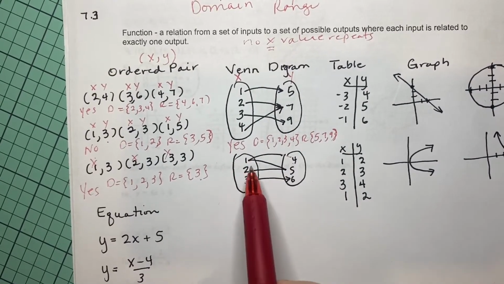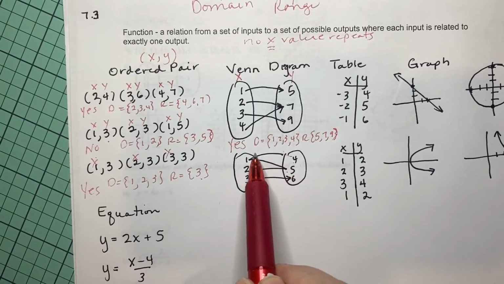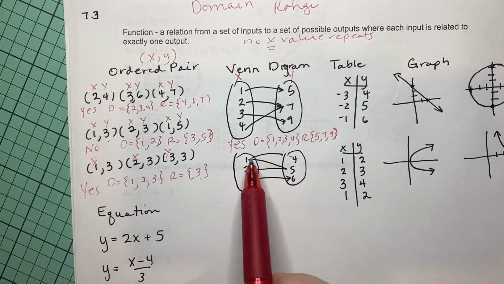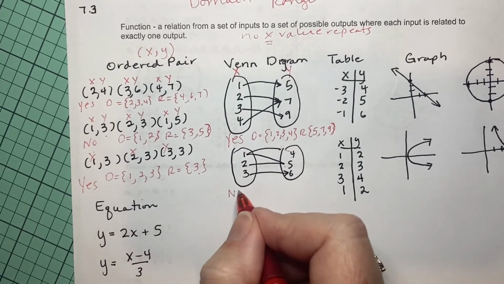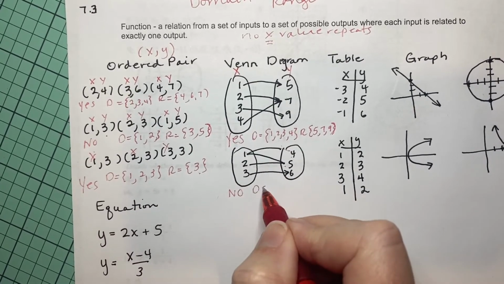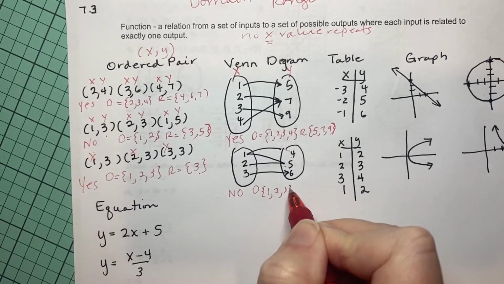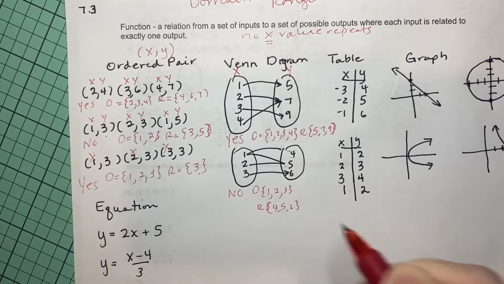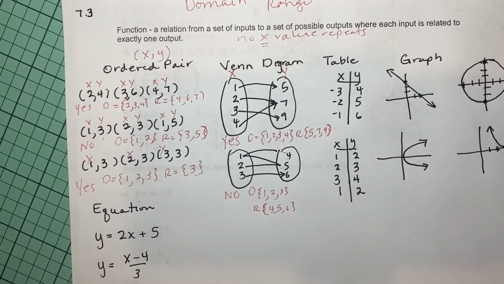But when you look at this one, do you see 1 goes to 4? And 1 goes to 5. Do you see how it's got 2 points coming to that 1? So that means 1 is being inputted 2 times. So no, that's not a function. And then your domain is 1, 2, 3. And your range is 4, 5, 6. Sorry, I'm really bad at doing those braces.